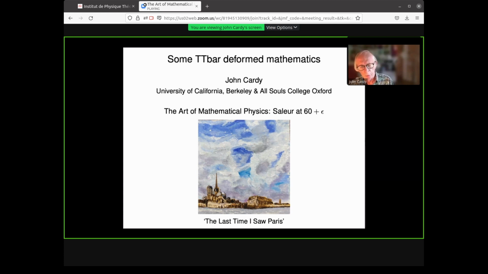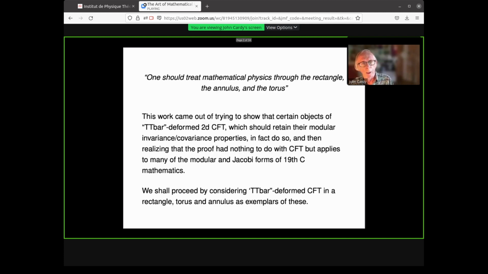So this talk is, I would like to start by paraphrasing the quote of Cézanne, which was on the poster. And I would say that one should treat mathematical physics through the annulus, the torus, and a rectangle. And that's what I'll be doing in the course of this talk.